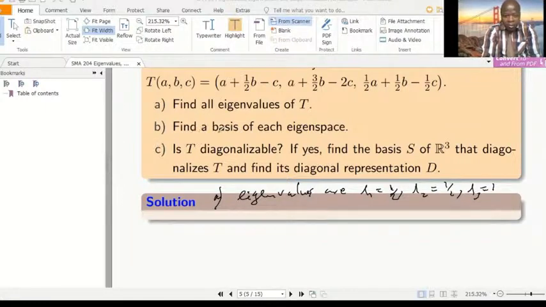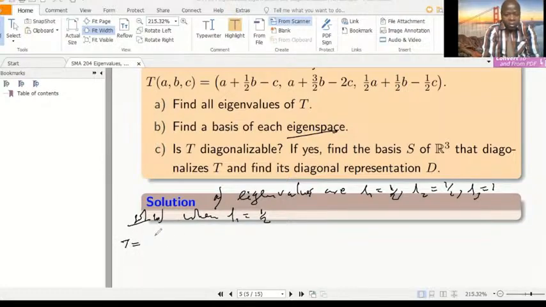Now, what are we required to do for question 2? We are required to find the basis for each eigenspace. In other words, find the eigenvectors. So this is the solution for B. When lambda is a half, we want to see what the eigenvector will be. So let's subtract this a half from the leading diagonal of T. What was T? Let's just write what T was.